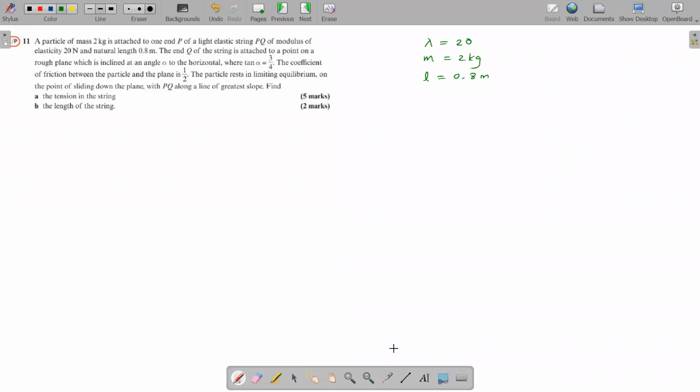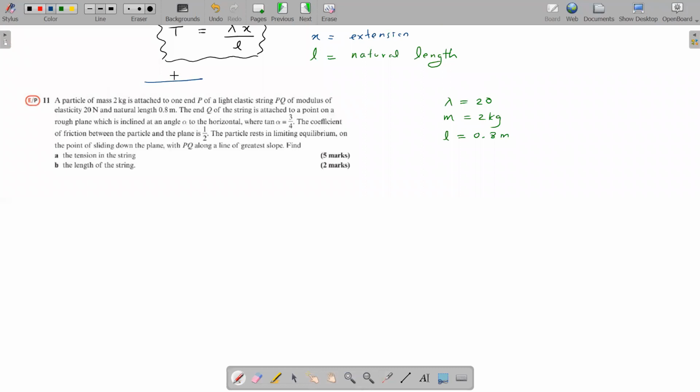Okay, what do we have? At the end P, there's a particle of mass 2 kilograms attached to one end of a light elastic string. The other end of the string is Q. This end Q you're attaching to a point on a rough plane, which is inclined at an angle alpha to the horizontal, where tan alpha is 3/4. So basically you take this string and keep it on a rough inclined plane.